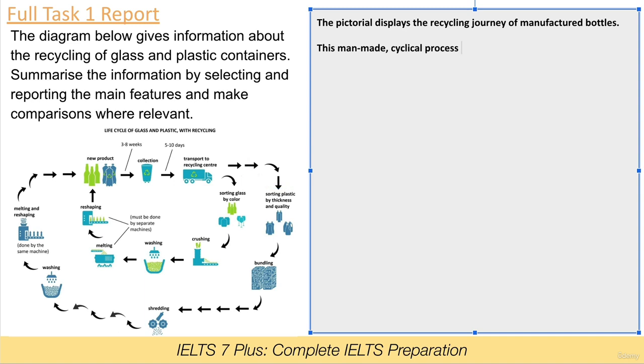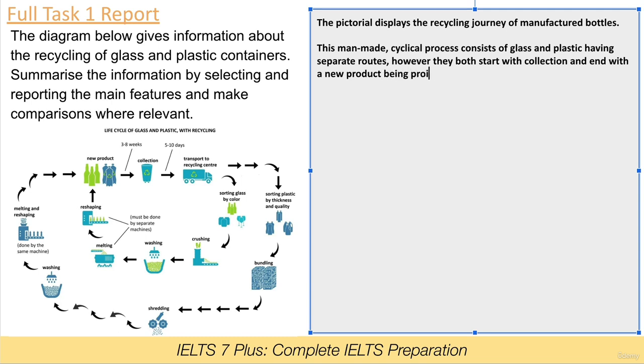This man-made cyclical process consists, and we're using present tense, consists of glass and plastic having separate routes. However, they both start with collection and end with a new product being produced. This man-made cyclical process consists of glass and plastic having separate routes. However, they both start with collection and end with a new product being produced. Okay, I think that's good. We've thought about those questions to help us. So let's start with glass now.